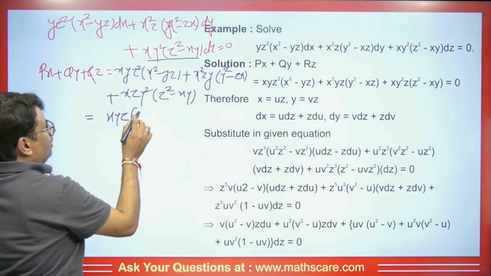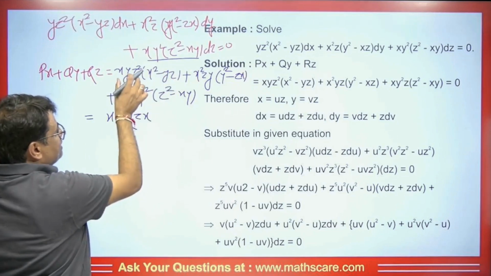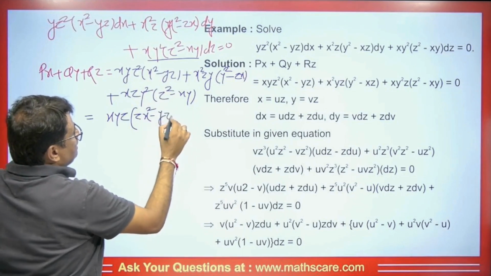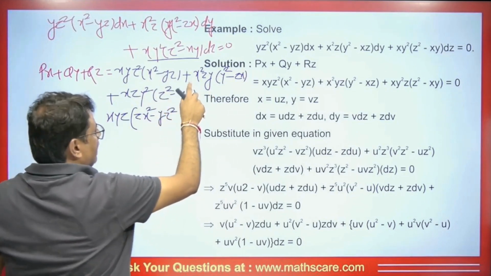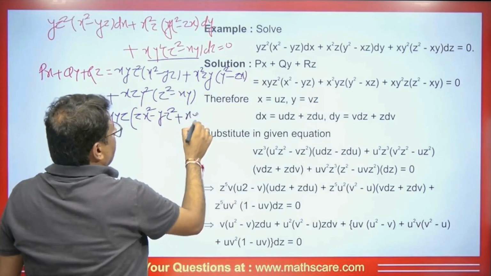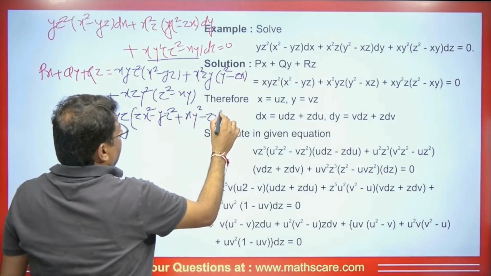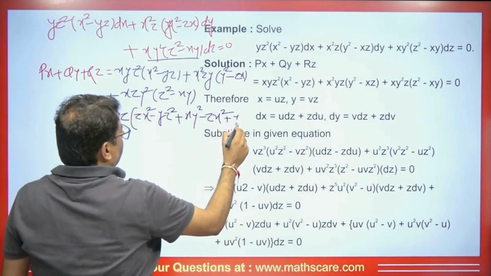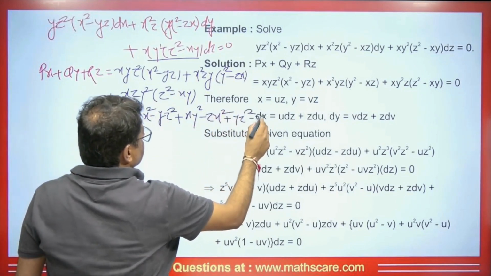We can multiply this by z because one z will be left in xyz, right? This will be zx square and minus y z square, what will we do? This x will be multiplied with this. Then plus xy square minus z. It will become x square now, y is left here. If we multiply by y, we get yz square minus xy square.